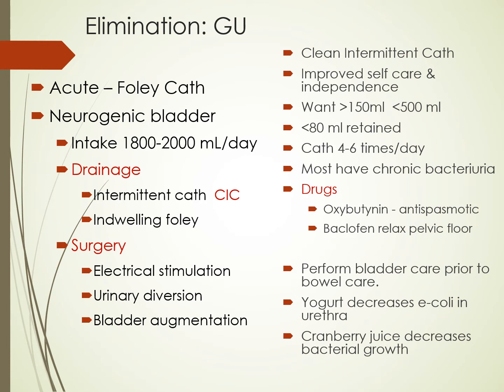Eating yogurt decreases E. coli. Cranberry juice does decrease some bacterial growth. So those are some simple things that may decrease infections. There are some things that they can do surgical-wise to help: electrical stimulation. I'll talk about a urinary diversion, and then they can actually do a surgery to make the bladder larger. But ideally, for quality of life, the clean intermittent cath is what's most recommended for most people.